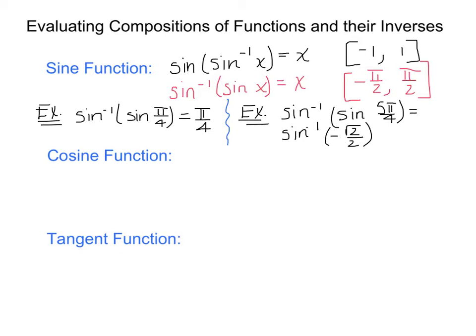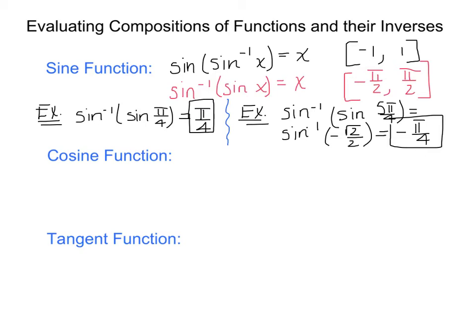Then we would find the inverse of sine and figure out which angle in quadrants 1 and 4 would give us that value, and that would be negative pi over 4. So that's how you do it if it doesn't fall in the interval. If it doesn't fall in the interval, you actually have to work it out and you can't use the special property.